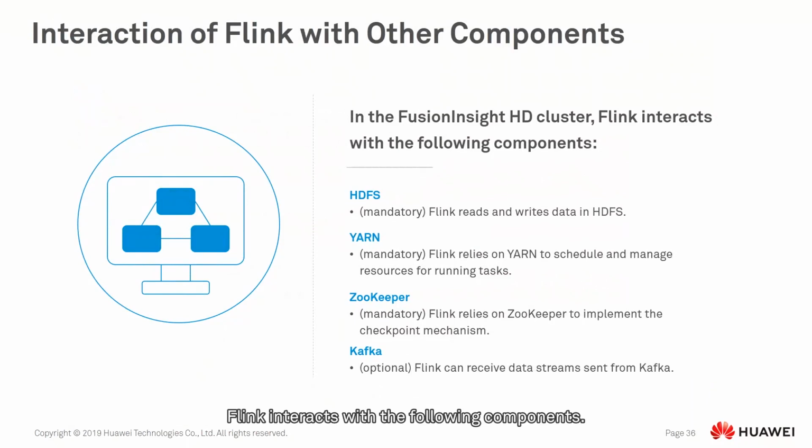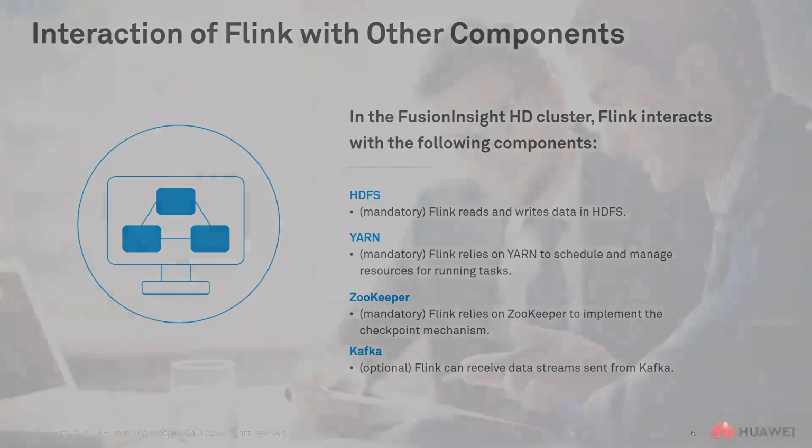Besides, Flink interacts with the following components: HDFS, which is for reading and writing data. Yarn is used to schedule and manage resources for running tasks, and Flink relies on ZooKeeper to implement the checkpoint mechanism. In addition, Flink can receive data streams sent from Kafka.